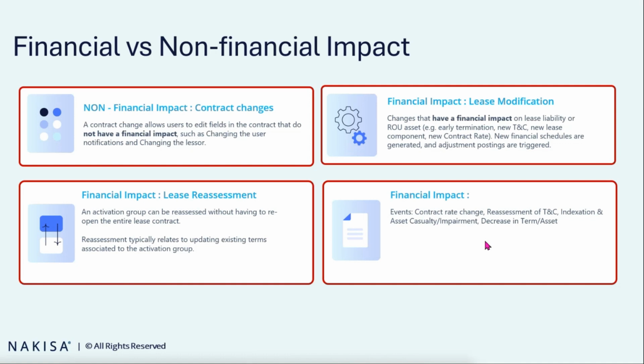So again, the financial impact lease events: we have contract change, reassessments of terms and conditions already entered in lease component, running indexation, asset casualty, impairment, as well as decrease in term and asset. So as I mentioned previously, we will cover each of these different types of lease events in future office hours. Today we're going to commence with the extension.